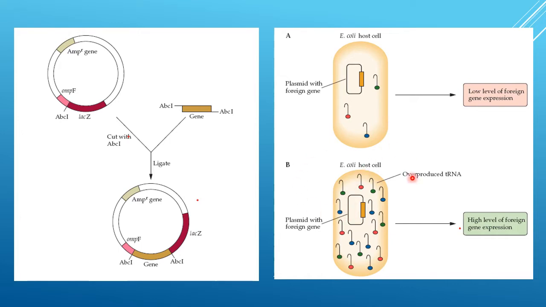So what we can do is, there are two ways, and one way is represented here: we have to put in some overproduced tRNA. These tRNA are a very rare kind of tRNA, and they will not be utilized by these E. coli cells, and this plasmid with the foreign gene will utilize this tRNA, and a high level of foreign gene expression will be occurring.